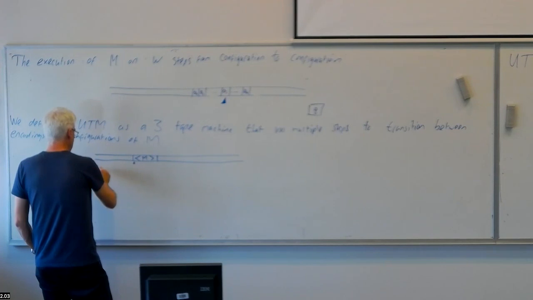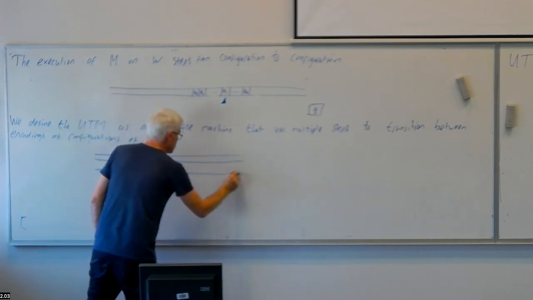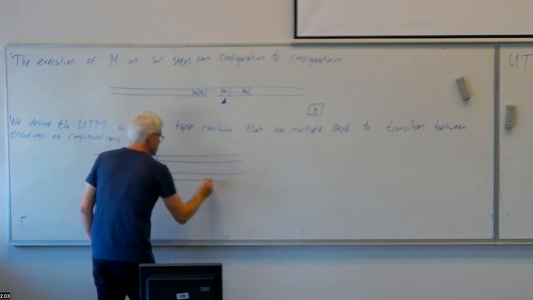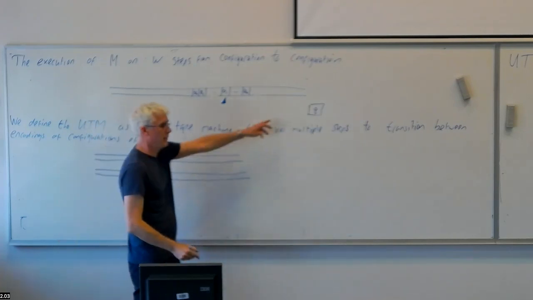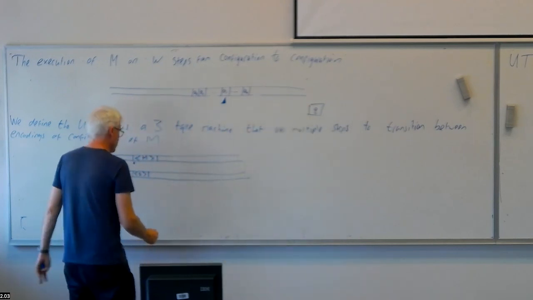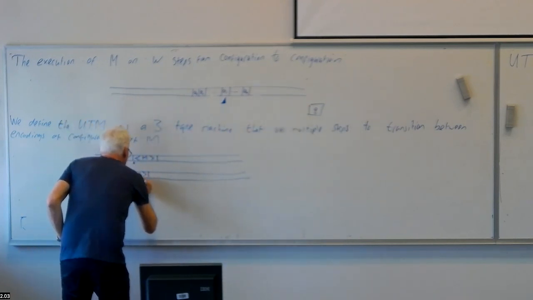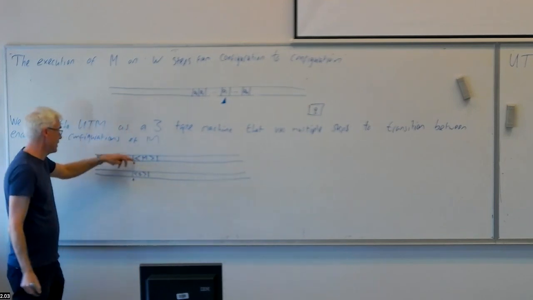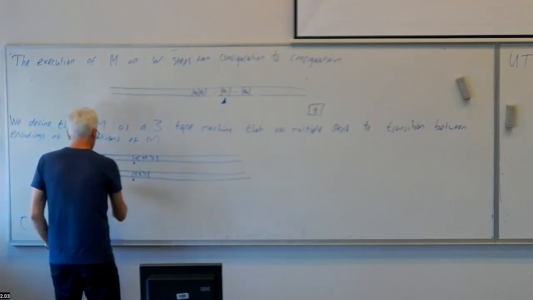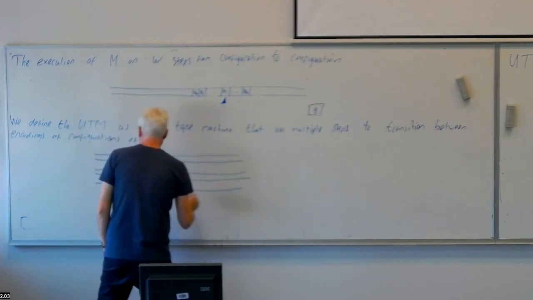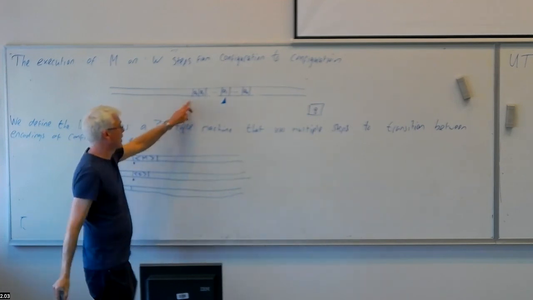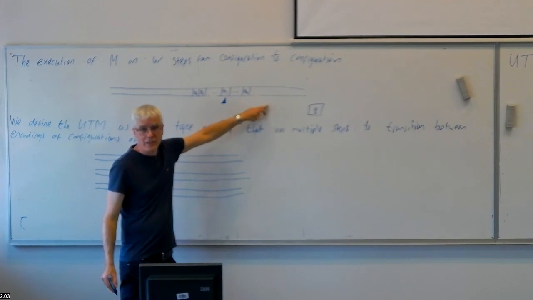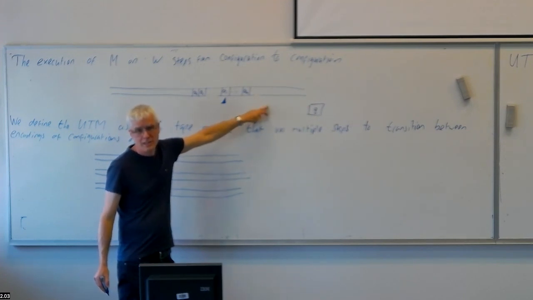And on the second tape, we have the encoding of the current state Q of the Turing machine. So that's how our universal Turing machine keeps track of the current state in the execution of the Turing machine. And on the third tape, we have our encoding of the current contents of the single tape that the Turing machine M is executing on.